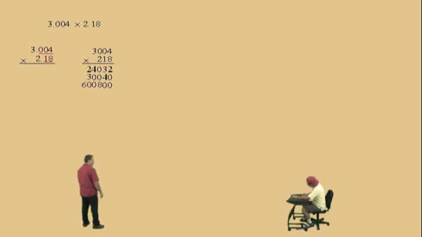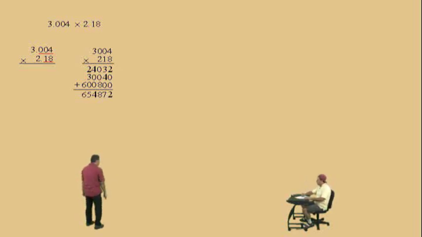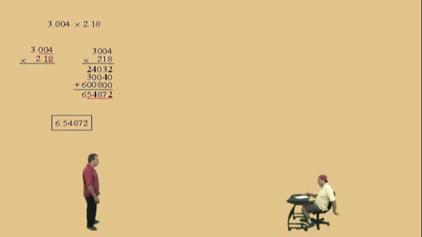And we add everything up here, down each column. We get 2, 7, right? Getting this? 8, 4, 5, and a 6. Now remember, how many decimal places do we need? 5. 5 total. So we'll put our final answer, 6.54872. All right, we got one more problem to do.